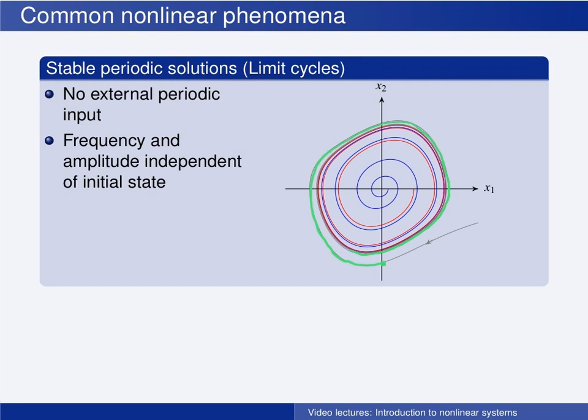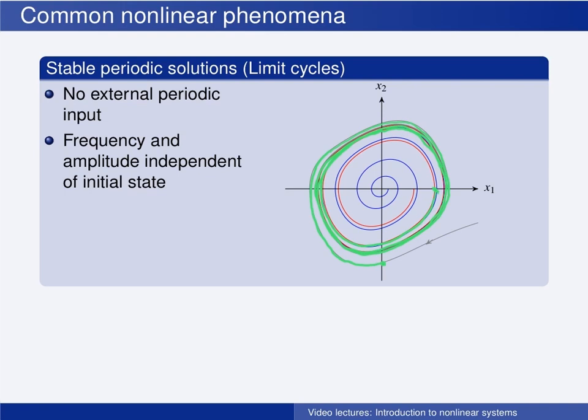And oscillate at its frequency and amplitude. And the same happens if it starts inside the limit cycle. And this is something that we can never get from a linear system. Therefore, in practice, if we want to create stable oscillations, we must use a nonlinear system.